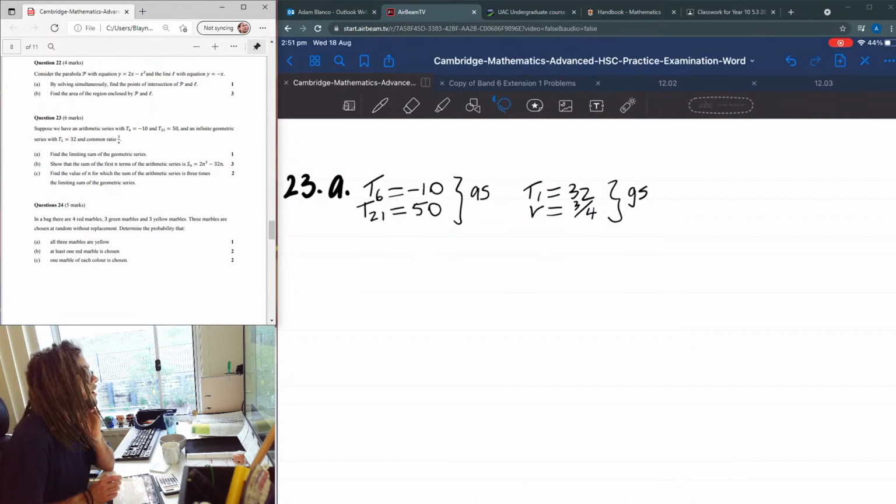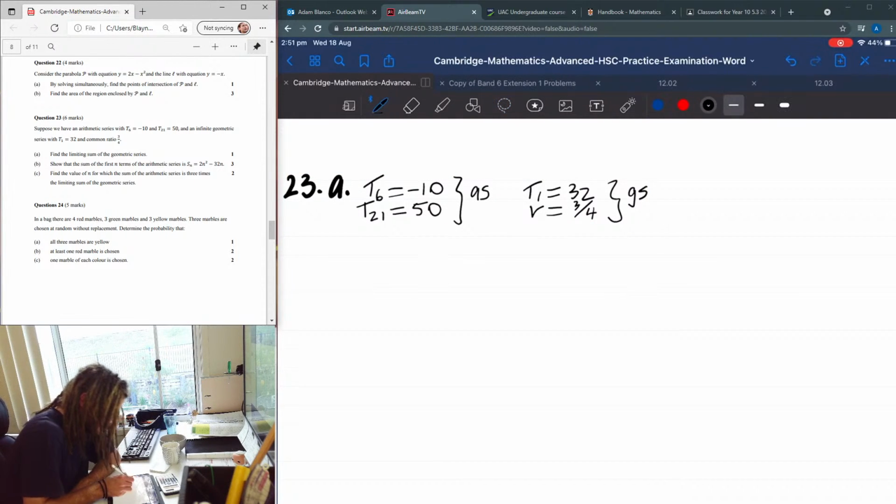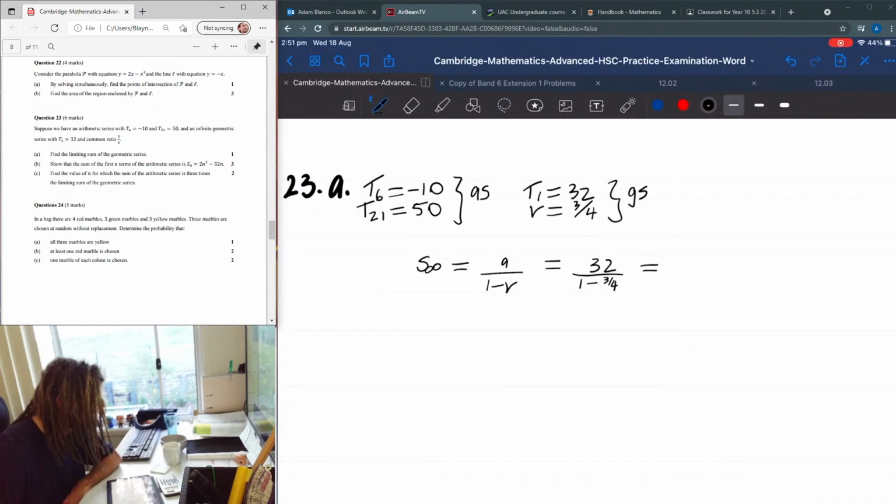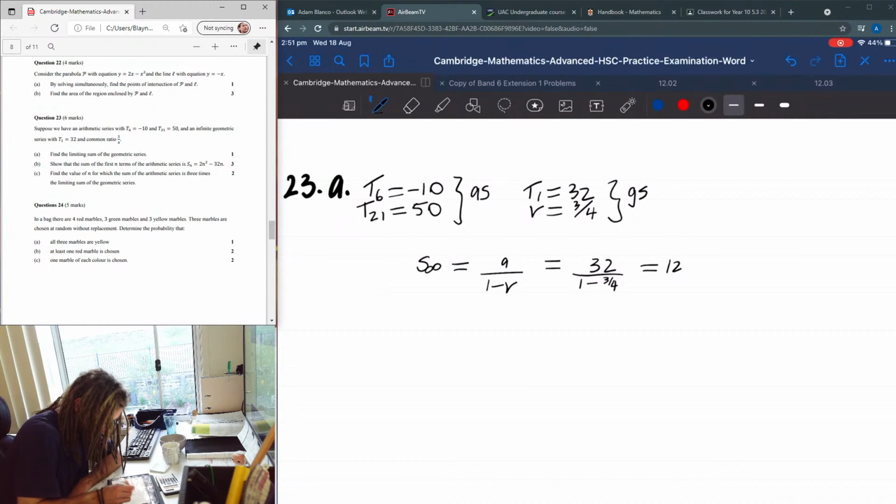Find the limiting sum of the geometric series. Okay, that's easy. The limiting sum is a on 1 minus r. How many marks is this? 1, is that it? Okay. a is, well, they told us what the first one is, it's 32. So 32 on 1 minus 3 on 4. I type that into the calculator, and off the top of my head, I get 128. Okay.